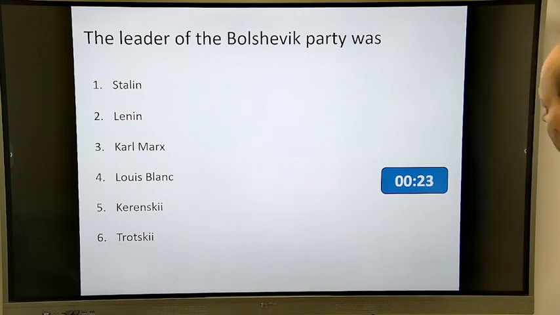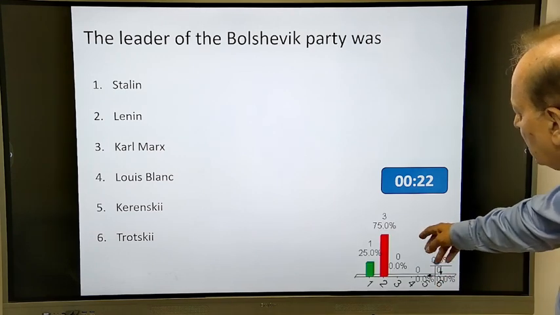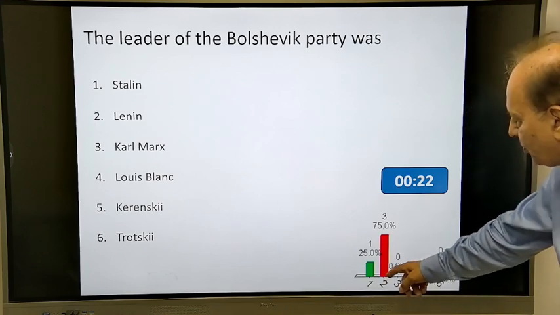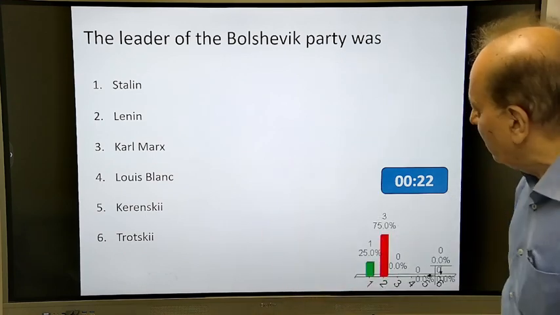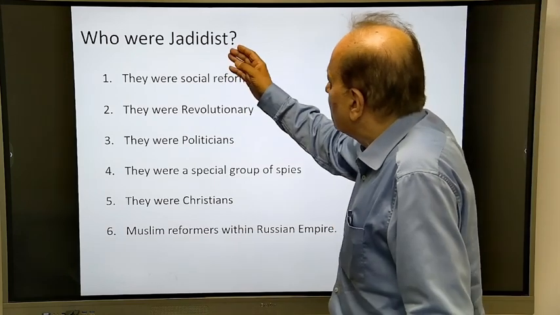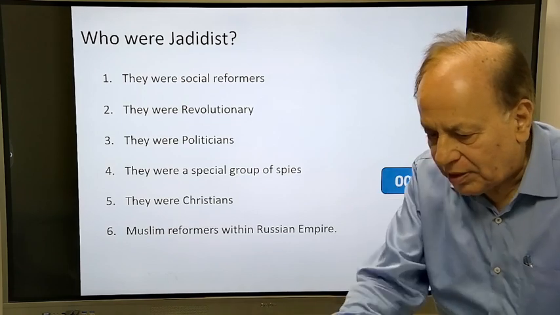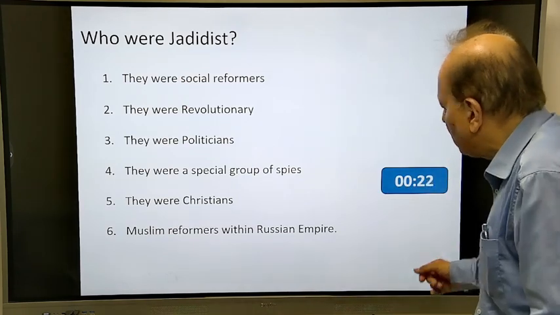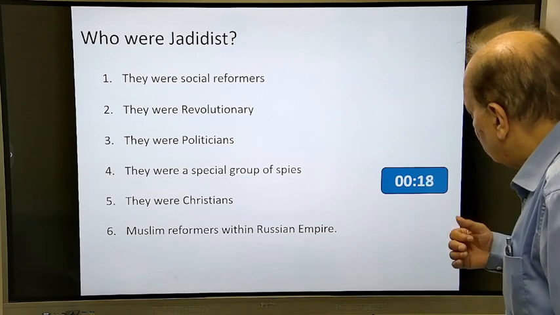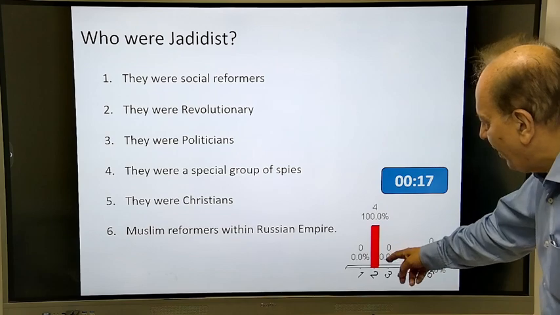If all the students have answered, we know about it, and we can stop the slide. There you are. 4 people have answered, so 3 have given option 2, 1 has given option 1. We'll go to the next one. The question is, who were the Jadidists? These are the options given, and our assistants over here are giving the answers. That's it. So all 4 have answered option 2.